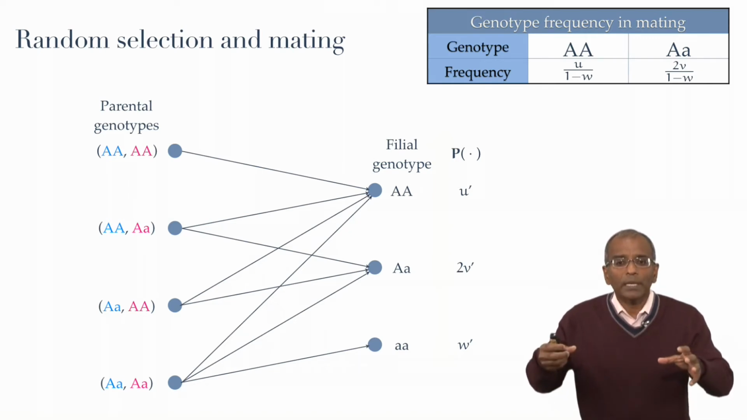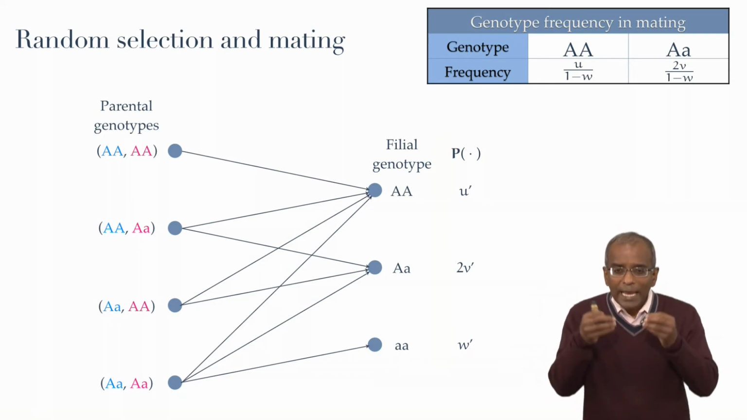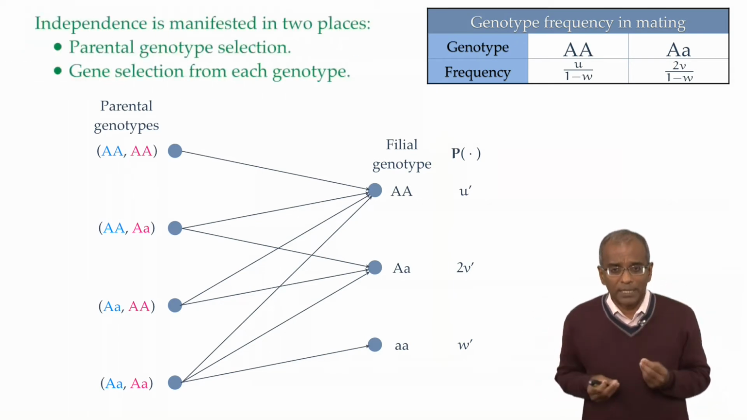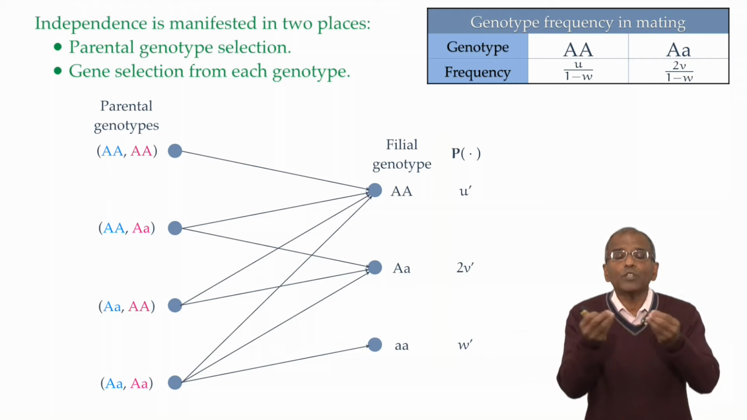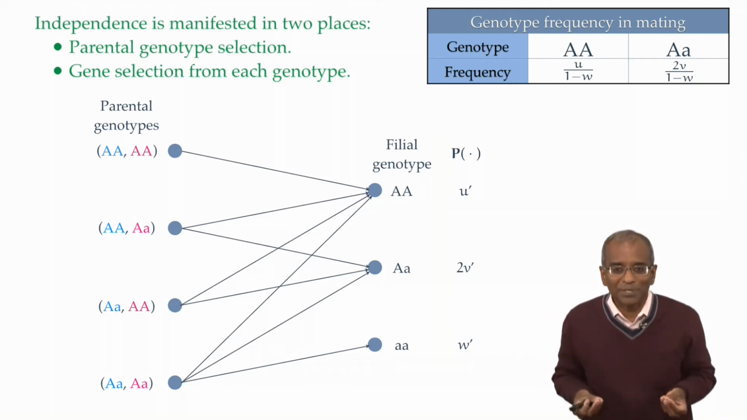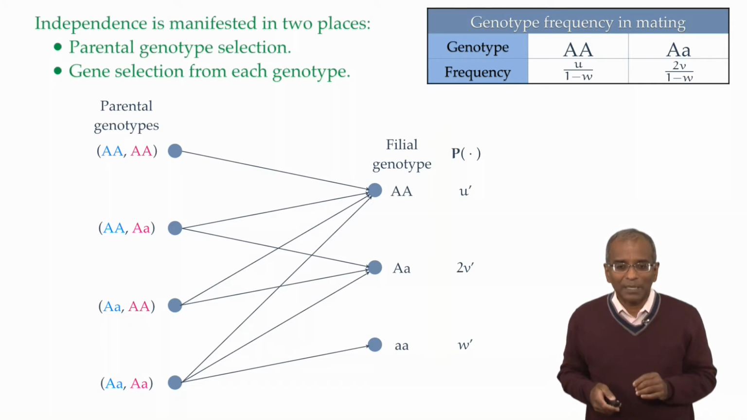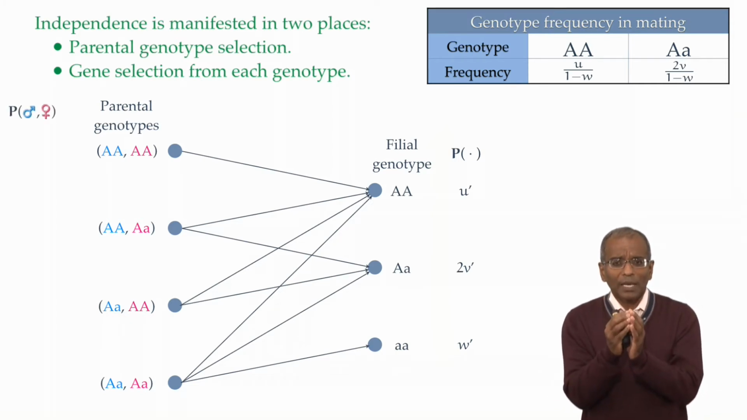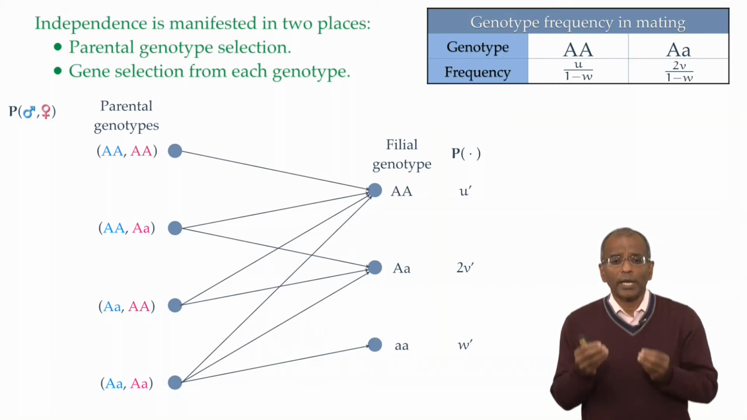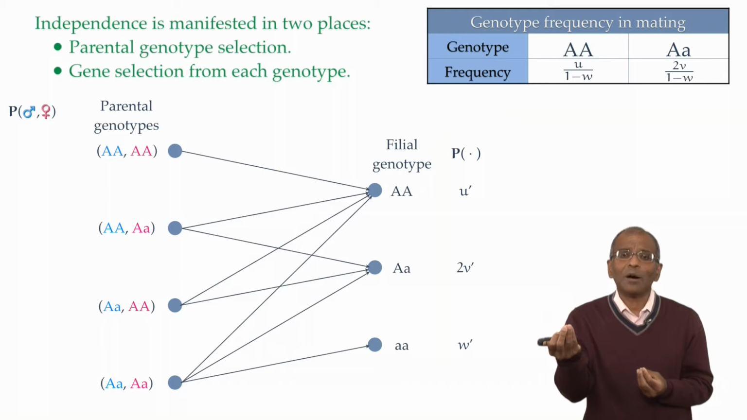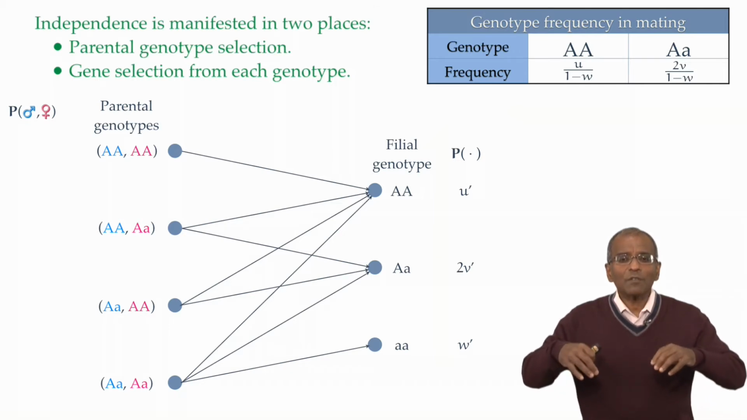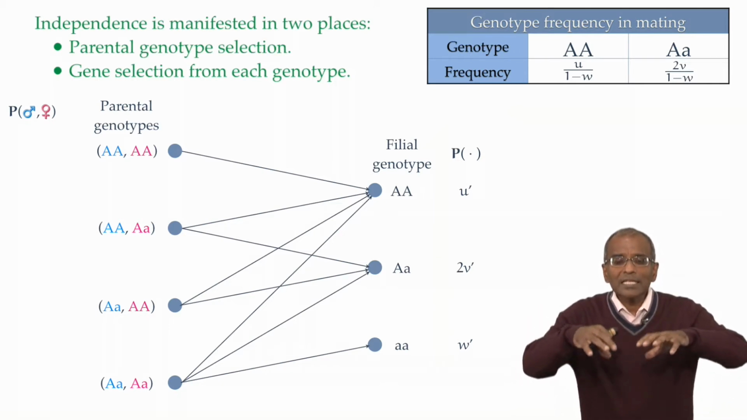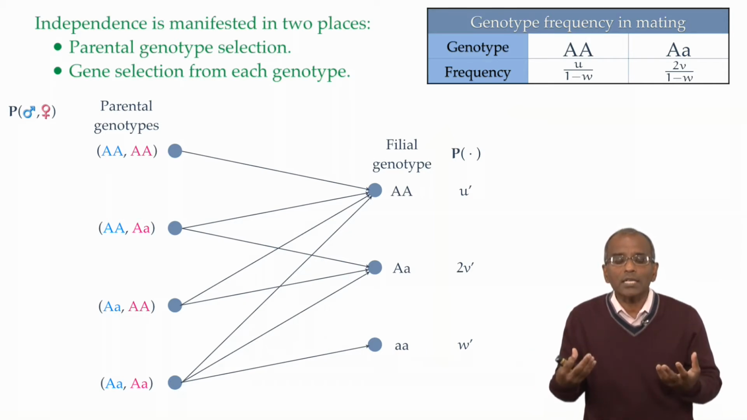And here's where independence plays a central role. Independence here plays a role in 2 places. First, in parental selection, and second, in the selection of the genes from the individual parental genotypes. Let's take this in turn. So, the first experiment involves 2 trials. One selecting a male from the mating population, one selecting a female from the mating population. The idea of random selection implies that these individuals are selected independently and at random according to the probabilities on the upper right of your screen.